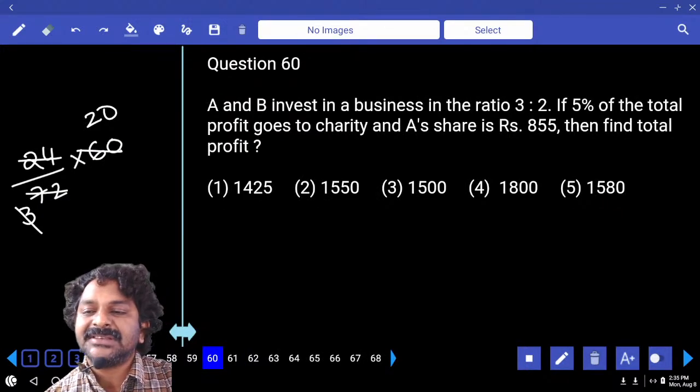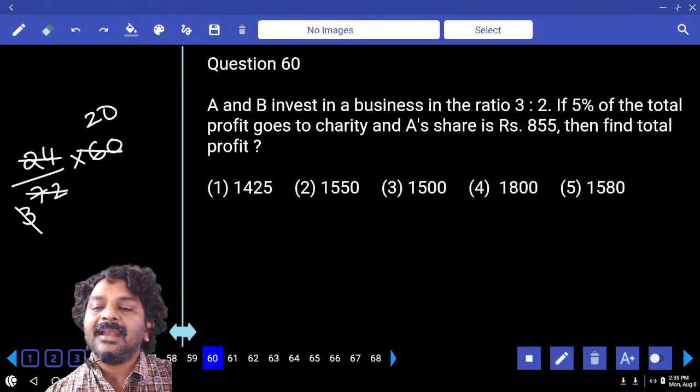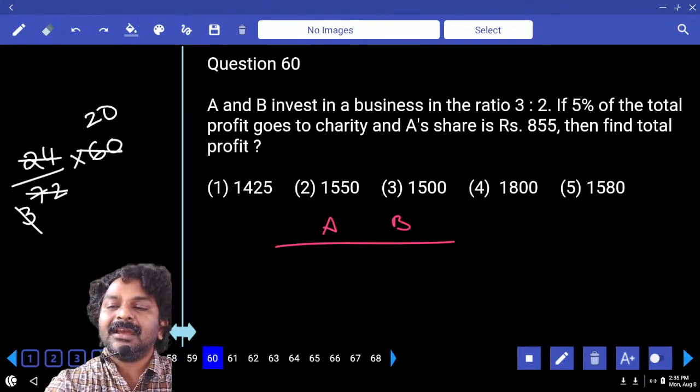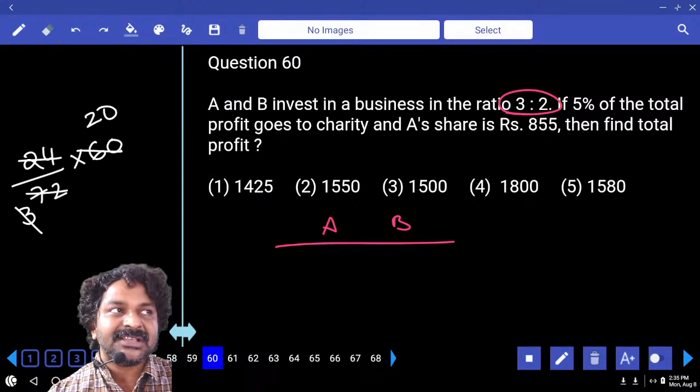A and B invest in a business in the ratio 3:2. If 5% of the total goes to charity and A's share is 855, then find the total profit. Now A and B are investing in the ratio 3:2, so whatever the share is, it must be divided in the same ratio 3:2.